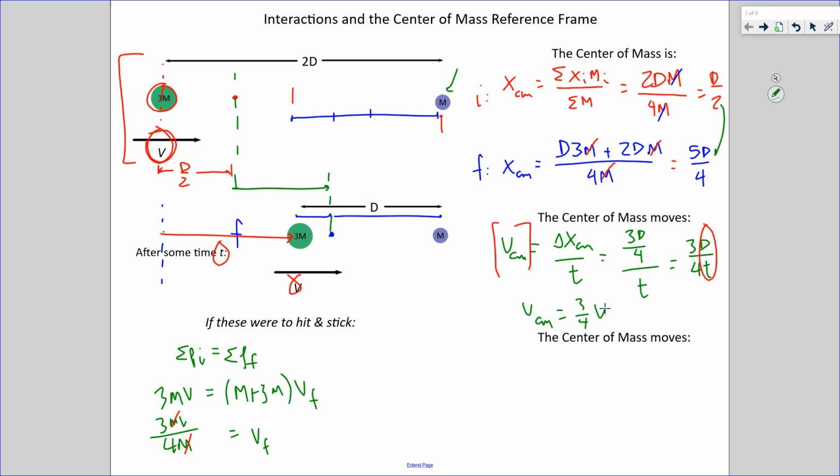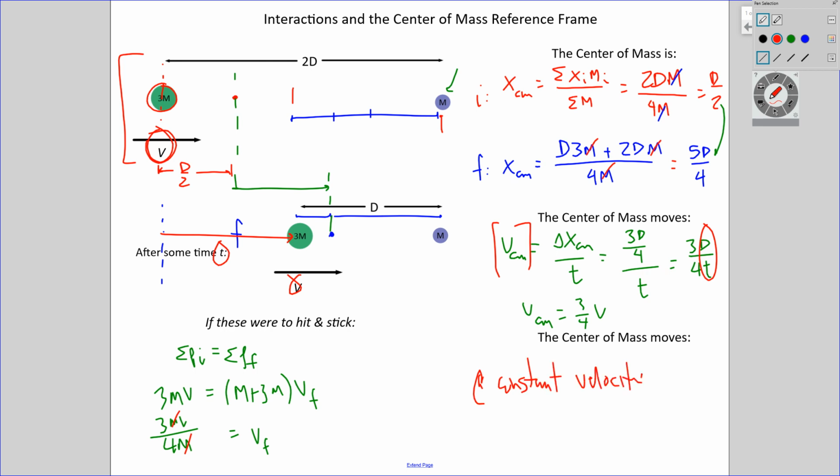Now, if these things hit and stick, their center of mass is where both objects are. Now we have to say, forget about the fact that they have size. They're just point masses, and so if two point masses are together, they're still just a point. All right. So if they're stuck together, their center of mass is where each of them are, and so the center of mass moves at a constant velocity.